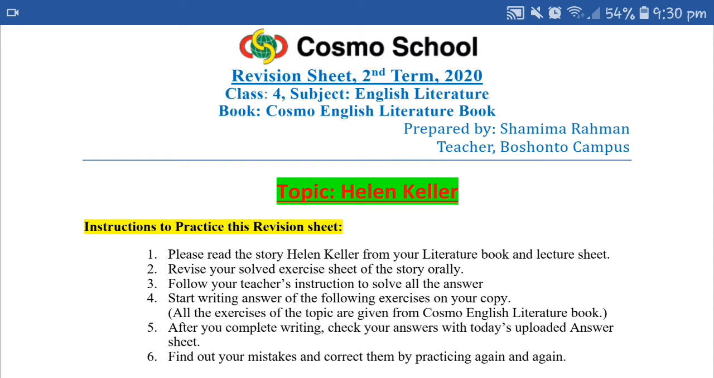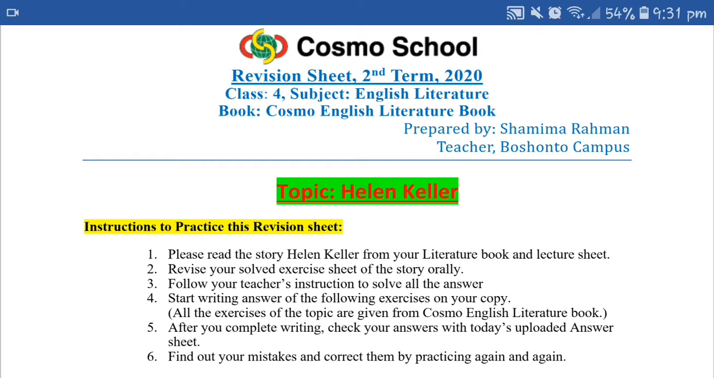In number 1, as you can see, I wrote, please read the story Helen Keller from your literature book and lecture sheet as well. After that, you have to revise your solved exercise sheet of the story orally, what you have already solved earlier. Follow your teacher's instruction to solve all the answers, because in this video, in every exercise, I'll explain in detail how you can solve it. So follow my instruction to answer properly.